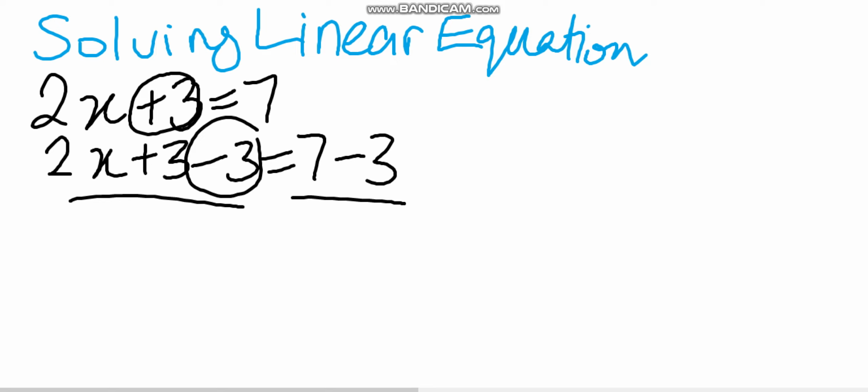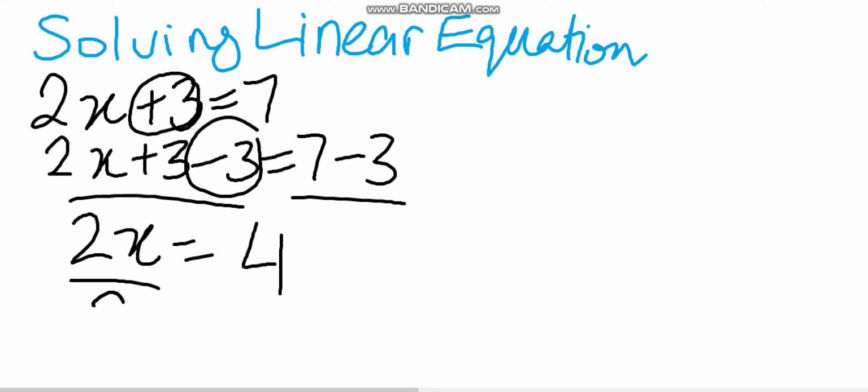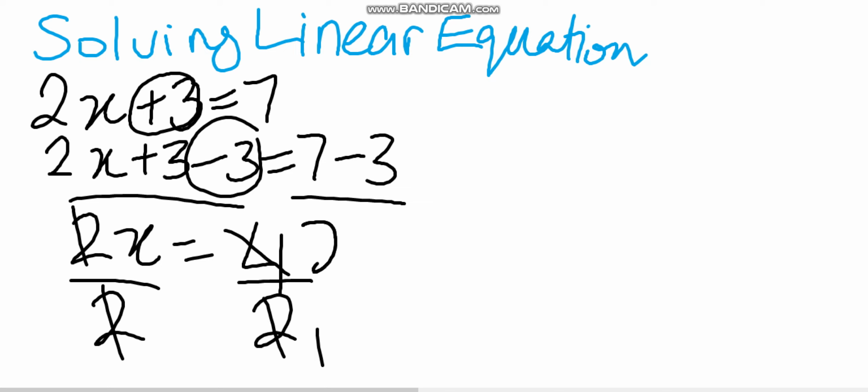So this will be plus 3 minus 3 will be 0, so 2x is equal to 7 minus 3, which will be 4. So we will be writing 4. So 2x is equal to 4. Then we will divide 2x by 2 and 4 by 2. So 2 and 2 is cancelled, and over here 2 is cancelled by 1, and here we have 2.